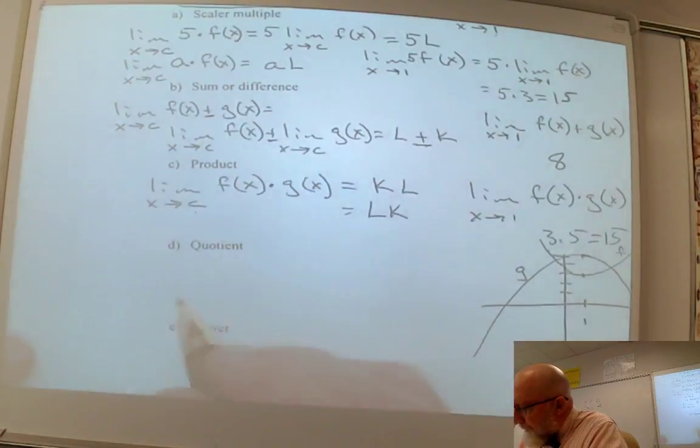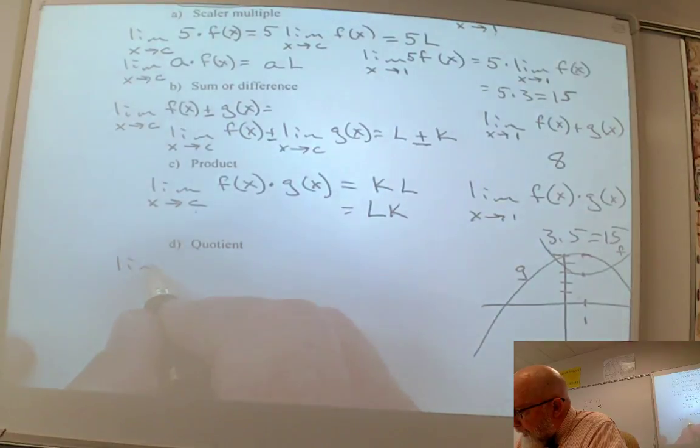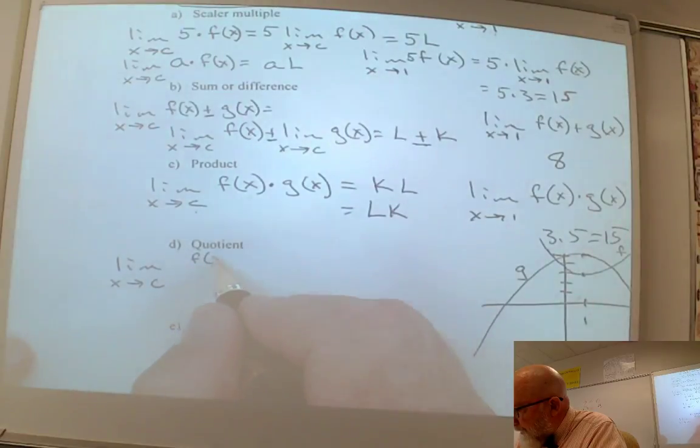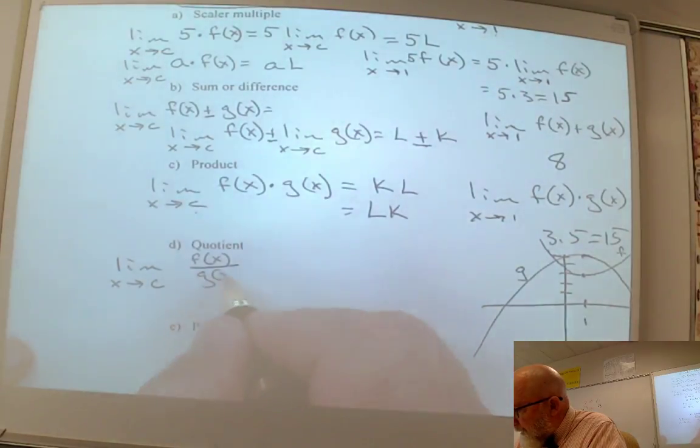Let's try this. The limit as x approaches c of f of x over g of x.